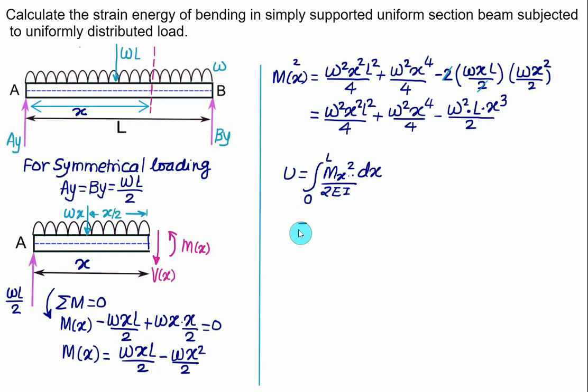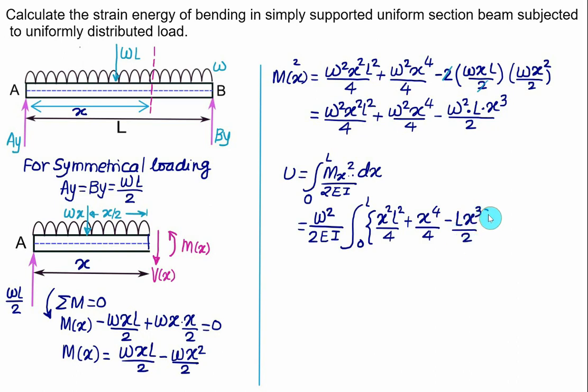So we'll substitute for mx square here. We have W square as a constant term. We have 2 times Young modulus multiplied by moment of inertia. Then we have integral from 0 to L, and the terms are x square into L square divided by 4, plus x to the power 4 divided by 4, minus L x cube divided by 2, and you have to integrate with respect to dx. So we'll integrate here and substitute the limits simultaneously.